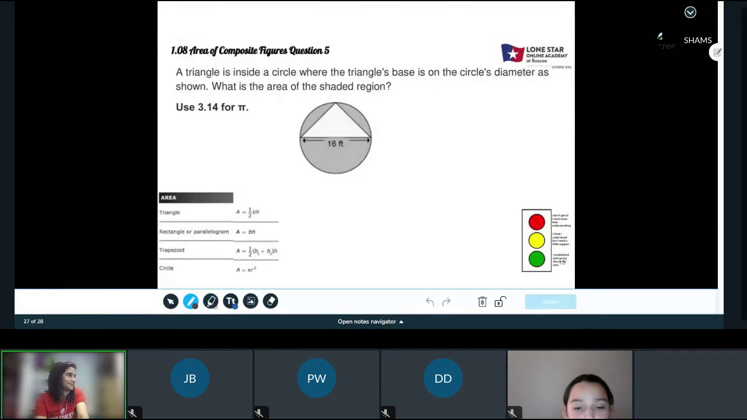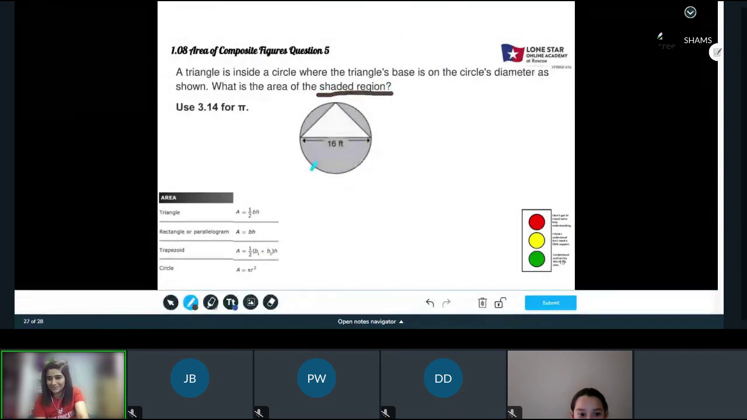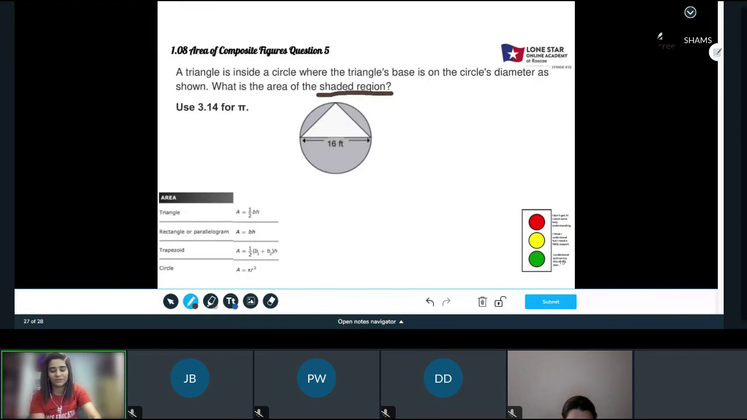Over here. People, go ahead, get started. Again, it wants you to find area of shaded region. In this case, no problem, JJ. I'm going to share the link with you, and I also have a message for you. I'm going to type in the chat.